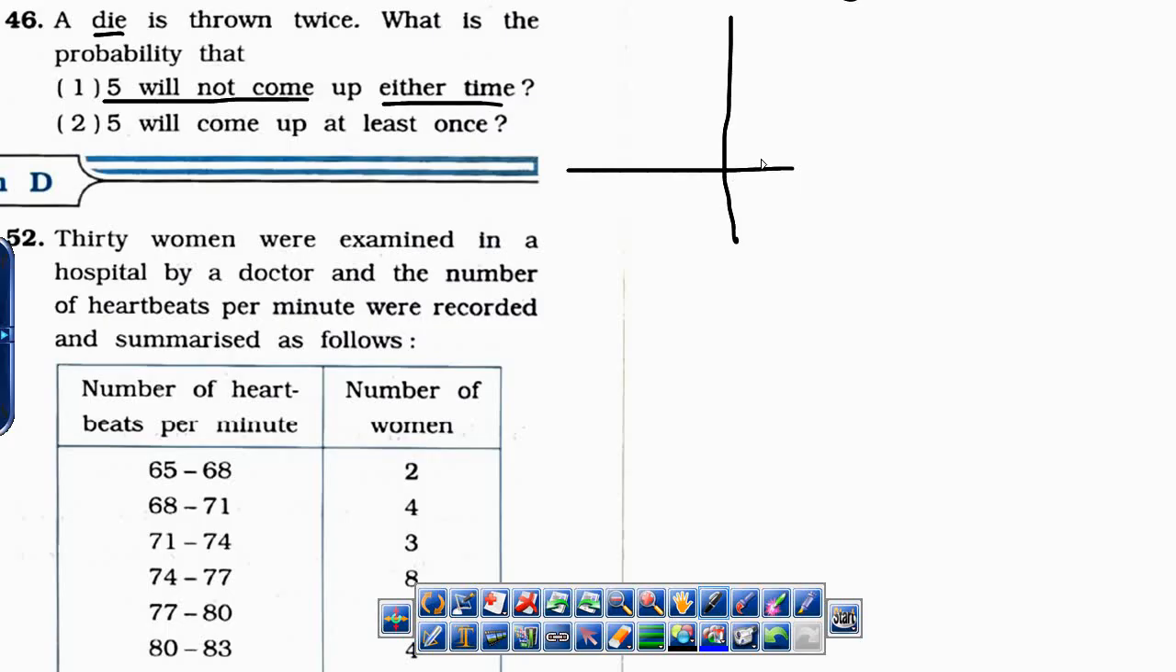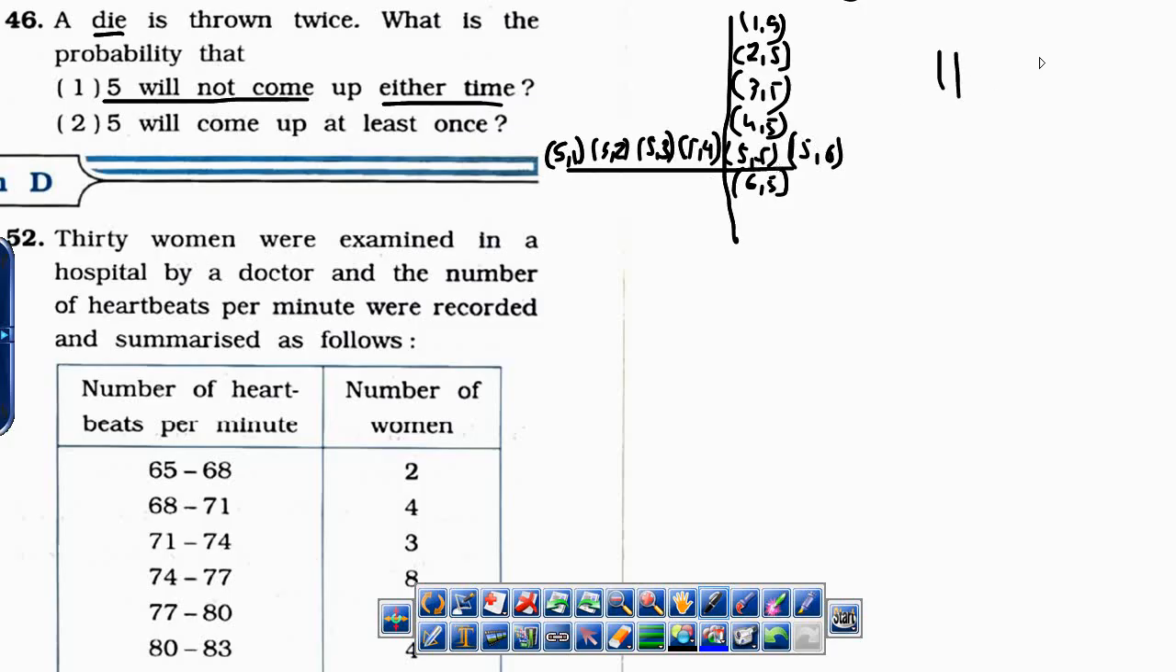स्लीपिंग पोजीशन में 5 बार ऐसे कॉम्बिनेशंस है जिसमें 5 है. फॉर एग्जांपल 1-5, 2-5, 3-5, 4-5, 5-5 एंड 6-5. और यहाँ पे उल्टा 5-1, 5-2, 5-3, 5-4, 5-5, 5-6. तो टोटल नंबर ऑफ कॉम्बिनेशन, 5-5 2 बार गिनना नहीं है, टोटल 11 कॉम्बिनेशन है जिसमें 5 आता है.